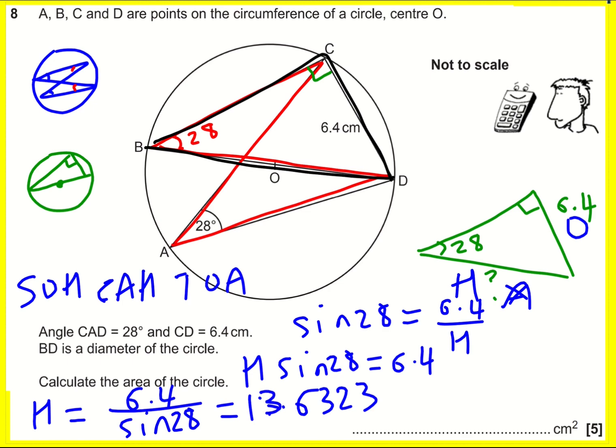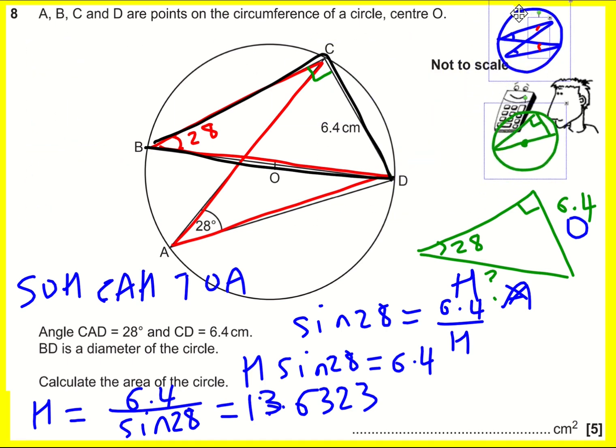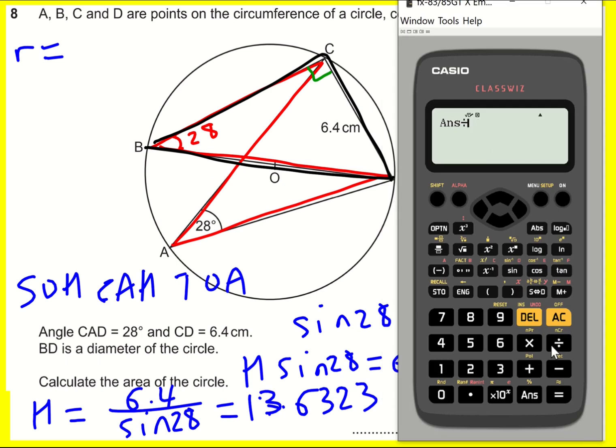Okay, we're still not done. I'm going to remove these circle theorems. Actually, I quite like them. I'm going to move them over here. Right, that is the diameter actually. So the radius is going to equal 13.6323 divided by 2. So I'm just going to do answer divided by 2. 6.8161.